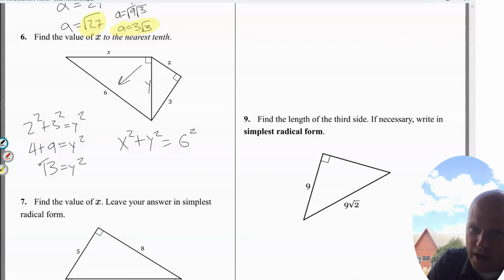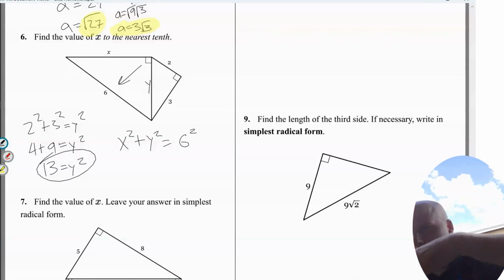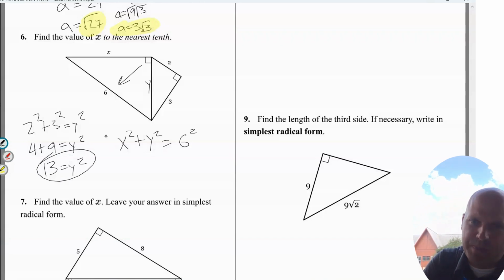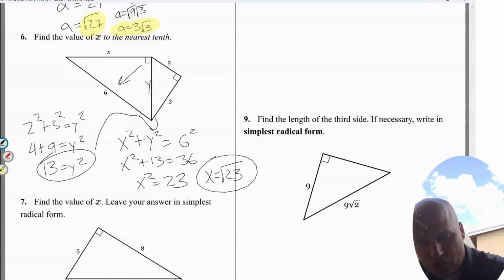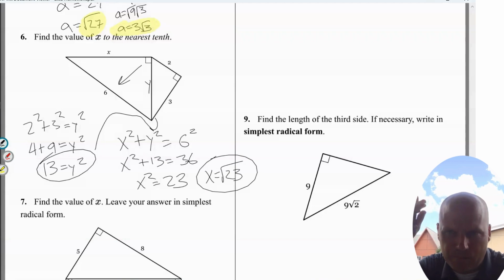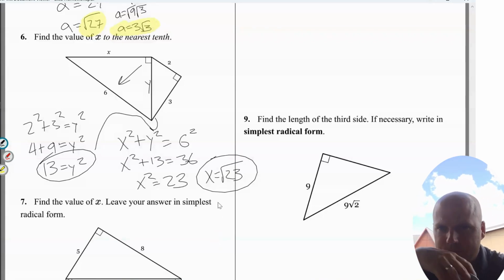Well, I know Y squared is 13. It's just like if I said Y was root 13, I'm going to have to square it. And root 13 squared is 13. I hope this makes sense to you. Why I can just say this is 13. X squared is 23. X is the root of 23. Now, does 4 go into that? No. Does 9 go into that? No. Does 16 go into that? No. That's simplest radical form.